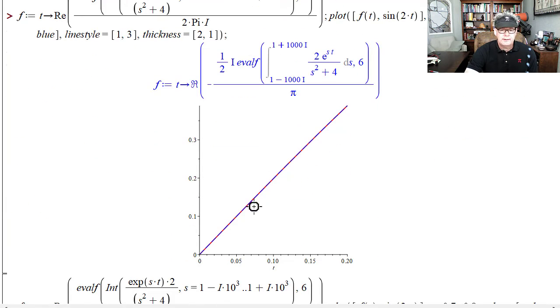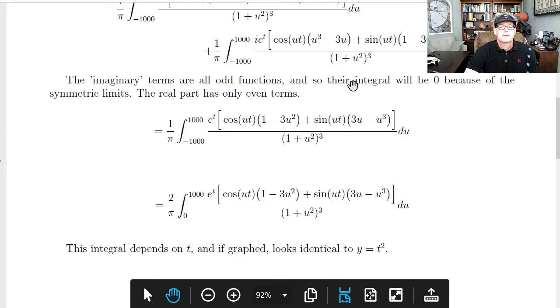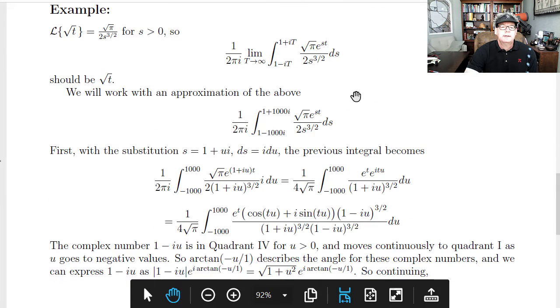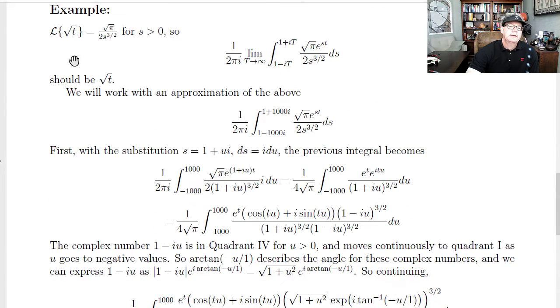All right, so then the last one I will do, you might know that the Laplace transform of root t is root pi over 2s to the 3 halves for s greater than 0. So the inverse transform of root pi over 2s to the 3 halves, that should be root t.